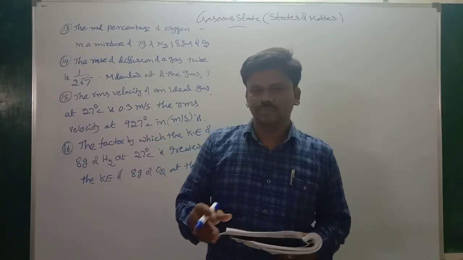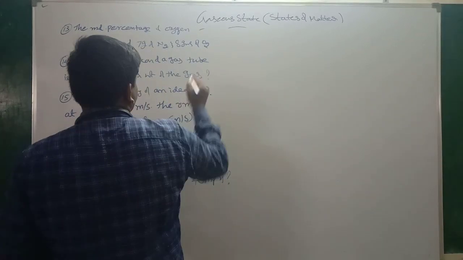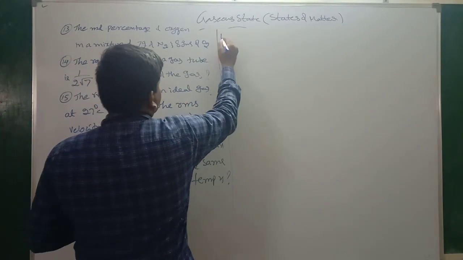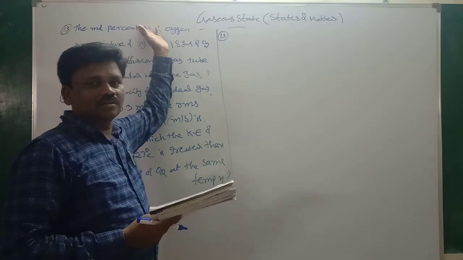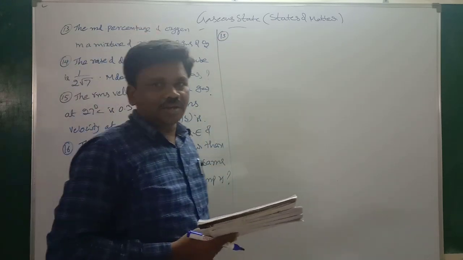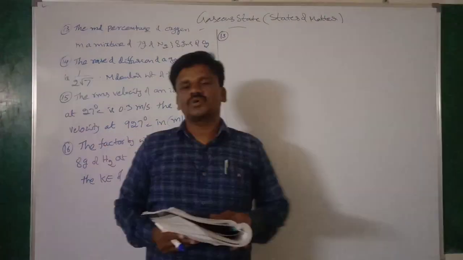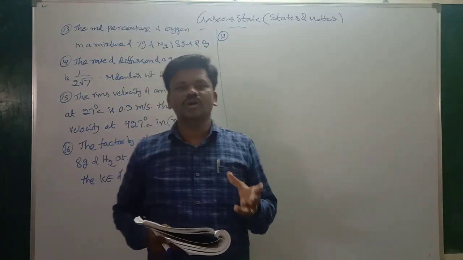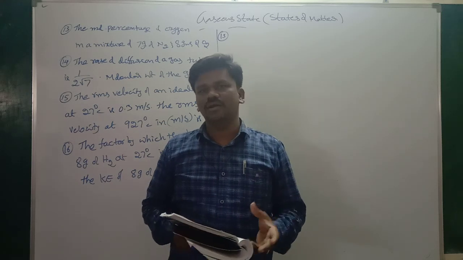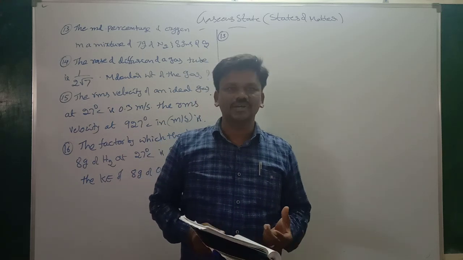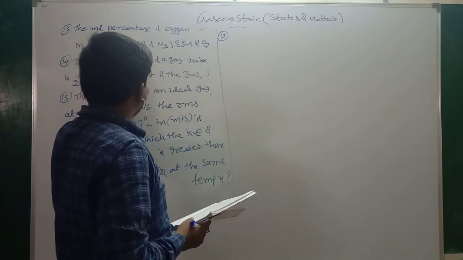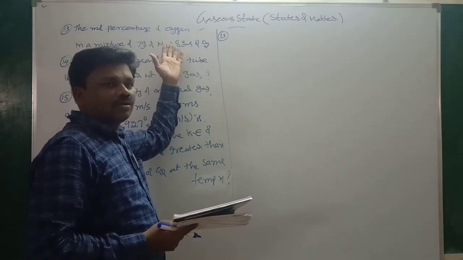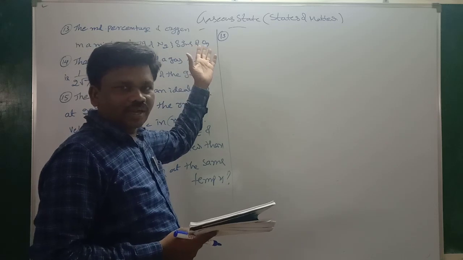Next, problem number 30. In the first one, mole percentage. That means it is the ratio of the number of moles of a component to the total number of moles, multiplied by 100. Here, the mole percentage of oxygen. First of all, find out the total number of moles of the given gases.